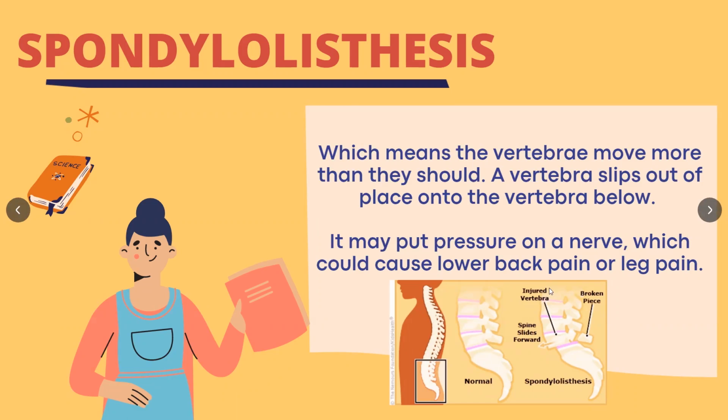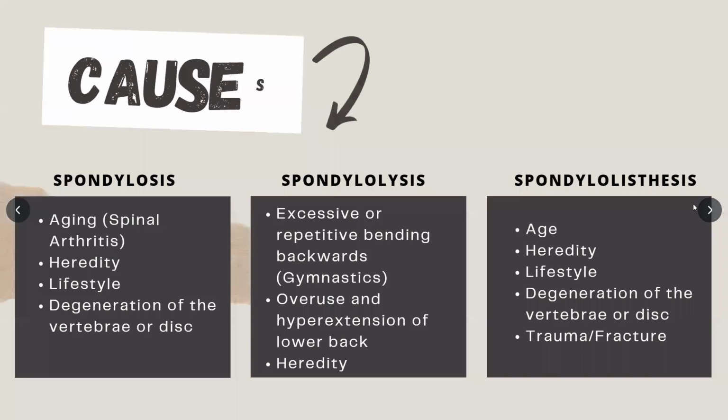So kapag nagkaroon ka ng spondylolisthesis, one of your vertebrae slips out of place or nag-move forward or backward, which can cause the nerve that passes between your vertebrae to be pressured. May times na nakaka-experience ka ng lower back pain, or in our scenario, may leg pain ka na rin na-experience. Let us know naman what are the causes of these three diseases in our spine.